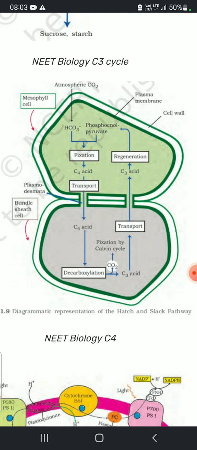Then fixation of CO2 occurs by the Calvin cycle, and the C3 acid is transported from the bundle sheath cell to the mesophyll cell once again, and regeneration of PEP occurs. So the important point here is that oxaloacetic acid is formed in the mesophyll cell, decarboxylation occurs in the bundle sheath cell, then regeneration occurs in the mesophyll cell.